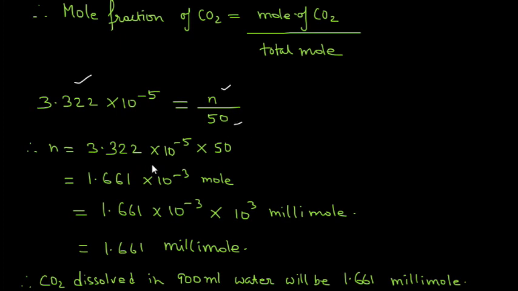Therefore, by calculating, we can find the N value as 1.661 multiplied by 10 to the power minus 3 mole. Again, it can be written as 1.661 multiplied by 10 to the power minus 3 multiplied by 10 to the power 3 millimole, that is 1.661 millimoles. Therefore CO2 dissolved in 900 ml water will be 1.661 millimoles.